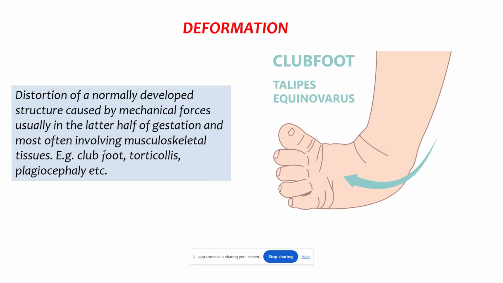The second concept is deformation. Deformation is a normally developed structure where the distortion has been caused by mechanical forces. The typical example of this is clubfoot or torticollis, wherein, for example, oligohydramnios can cause clubfoot. We can have other malformations which can cause clubfoot. This is not necessarily a genetic condition.